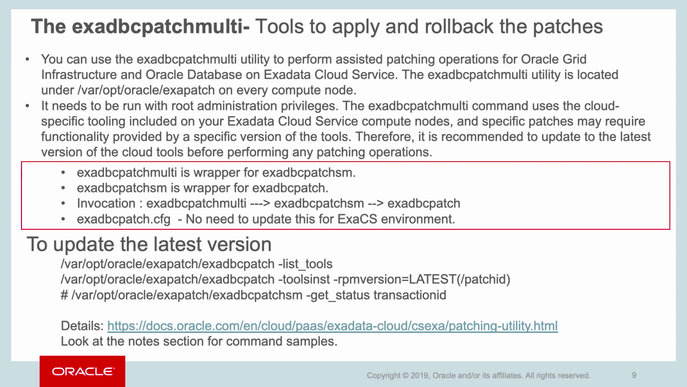So exadbcpatch, as I said, we have several APIs. The dbaascli also provides you a way to update this tooling. For doing that, you can log in as the root user and then use dbaascli. It will provide you with a dbaascli prompt, and then you can take a look at the help. It will list out several commands which are possible, and you can find out which command is needed in order to update the cloud tooling on the environment. And that also uses the same exadbcpatchmulti behind the scenes.